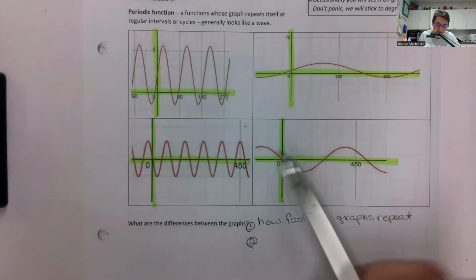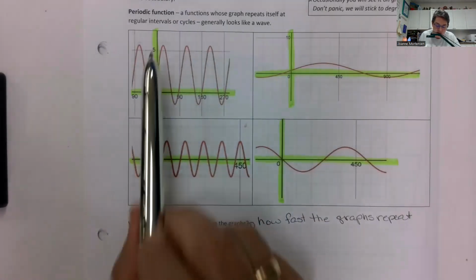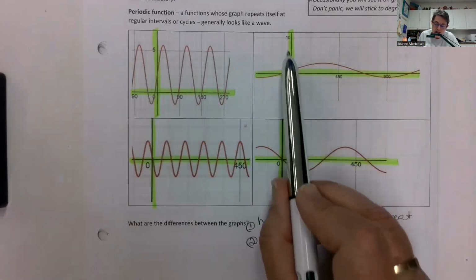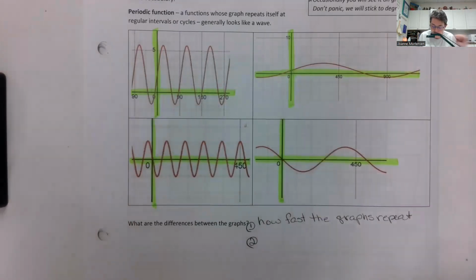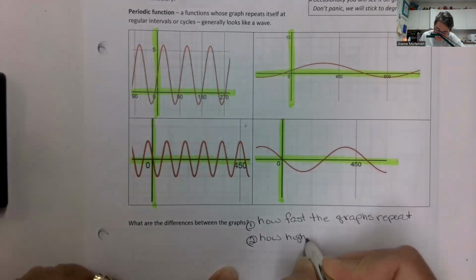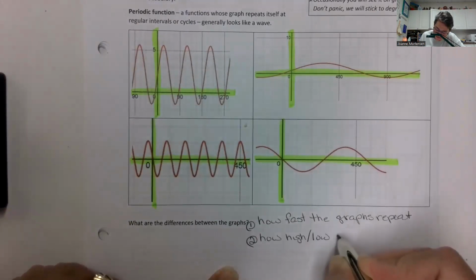How about how high it is? Because if we look at this one, it looks like it goes up to 5. Well, I don't know how far that goes, but if that's 10, that's probably about 2. So high and low they are.